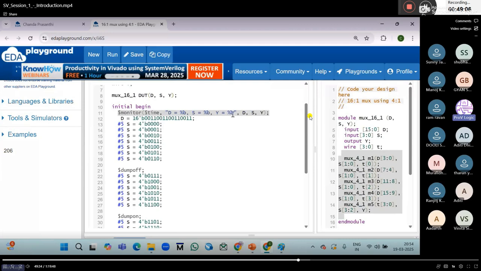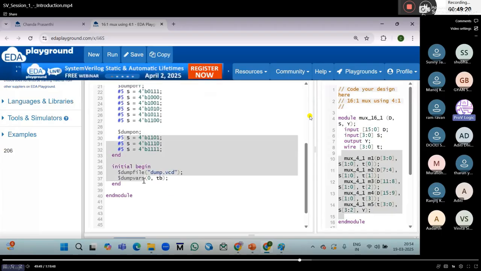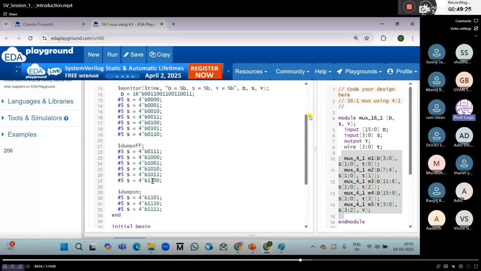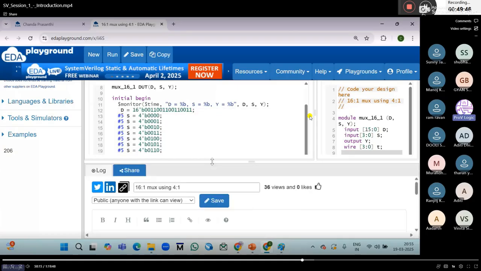We are writing the printf-like statement here just to print, with D equal to some 16-bit binary value and S equal to some values. Then dump on, dump off. These are related to the Verilog dump file, to open the dump waveforms. In Verilog HDL, everything we are doing manually: D equal to some hard coded value, S equal to some hard coded value. If there are 16 combinations, we need to give 16 inputs like this. So everything is linear.